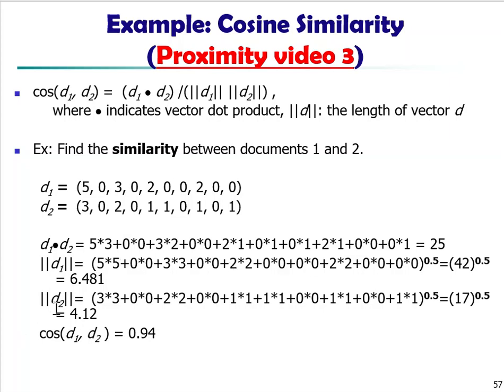Similarly, we compute the length of D2. Having the lengths and the dot product, we got a cosine similarity value of 0.94. This tells us that these two documents are very, very similar. Again, I want to emphasize that cosine similarity measures the similarity, not the distance.